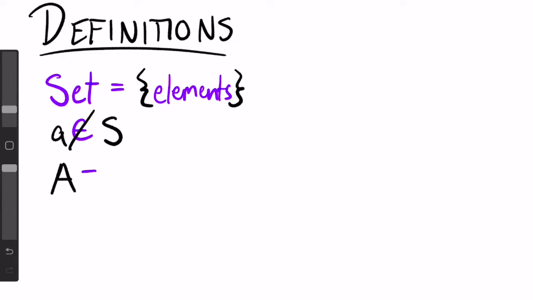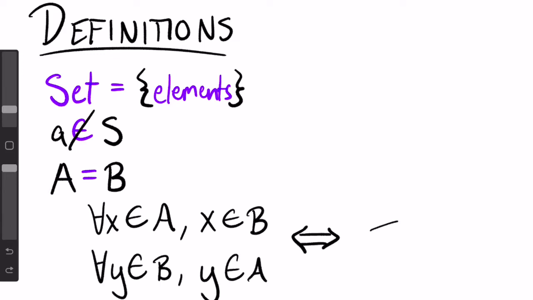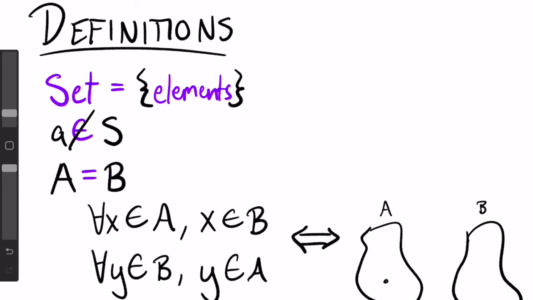Two sets are equal if they contain exactly the same elements. This is a very intuitive definition and doesn't really need anything extra, but a more formal definition you might use for proofs is A equals B if and only if, for all x in A, x is in B, and for all y in B, y is in A. That is, if you were to randomly pick any element of A, that element would also have to be an element of B, and vice versa, in order for the two sets to be equal.